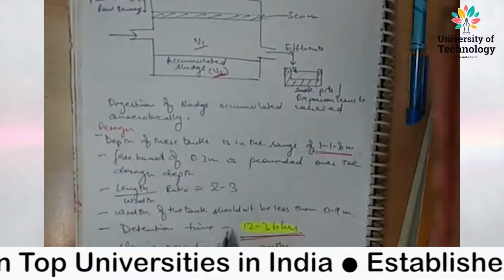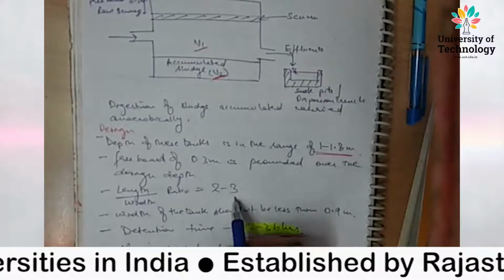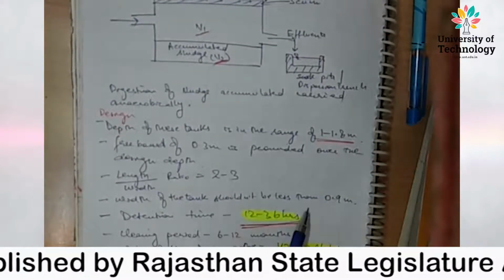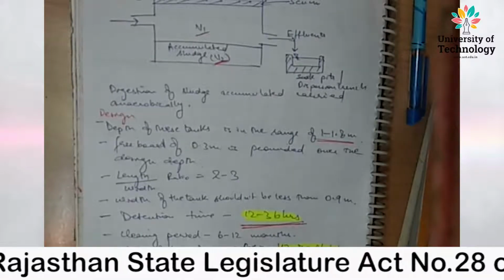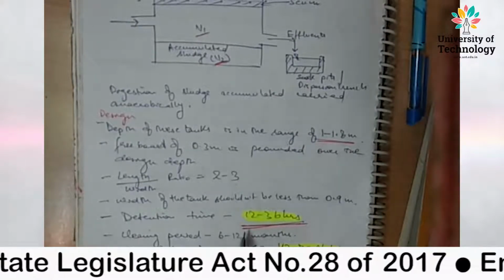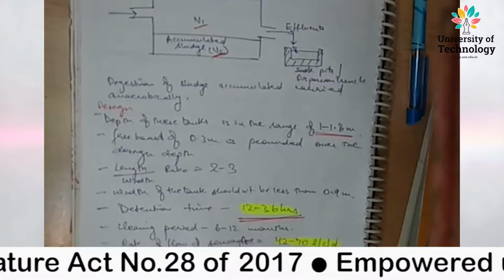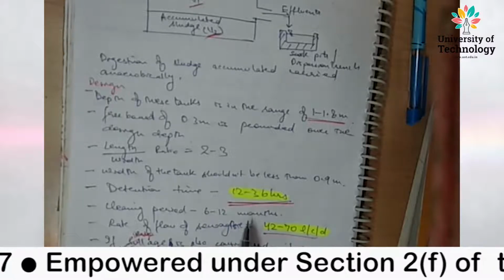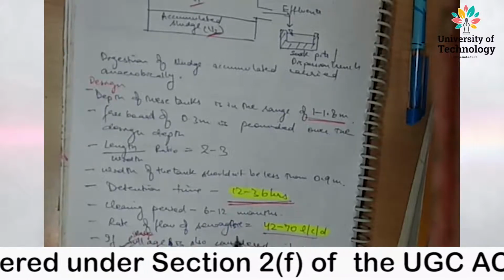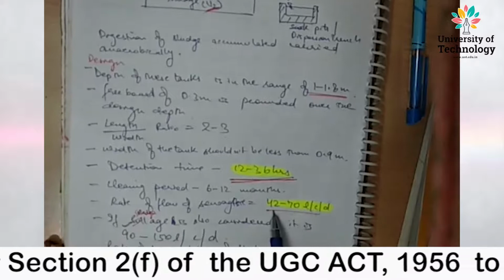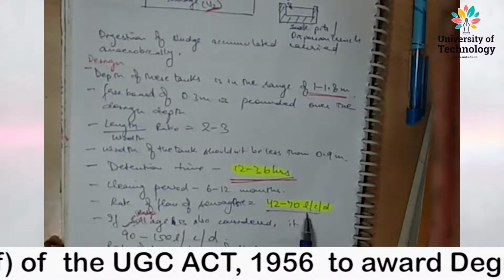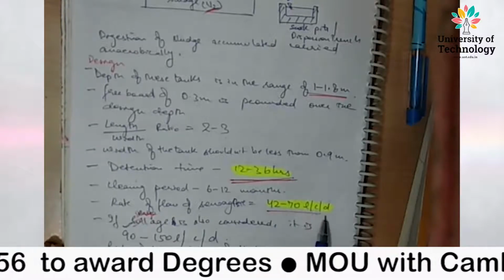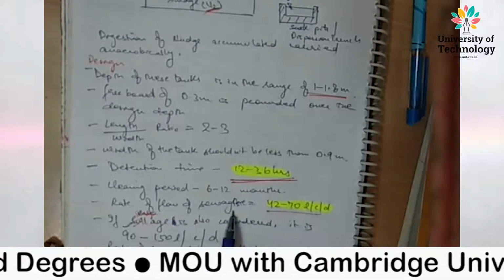Length to width ratio is 2 to 3 times, and width of the tank should not be less than 0.9 meter. Detention time already discussed, it is 12 to 36 hours. Cleaning period, after 6 to 12 months we need a regular cleaning. Rate of flow of sewage is 42 to 70 liter per capita per day.